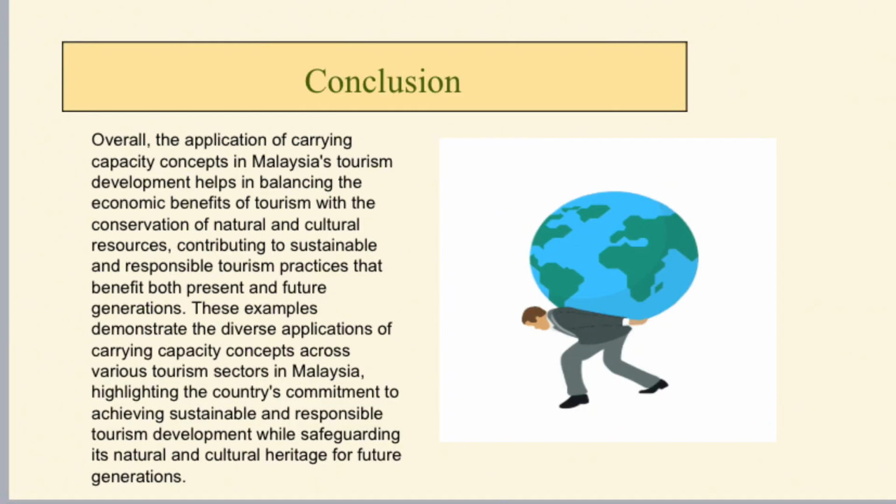Conclusion. Overall, the application of carrying capacity concepts in Malaysia's tourism development helps in balancing the economic benefits of tourism with the conservation of natural and cultural resources, contributing to sustainable and responsible tourism practices that benefit both present and future generations. These examples demonstrate the diverse application of carrying capacity concepts across various tourism sectors in Malaysia, highlighting the country's commitment to achieving sustainable and responsible tourism development while safeguarding its natural and cultural heritage for future generations.